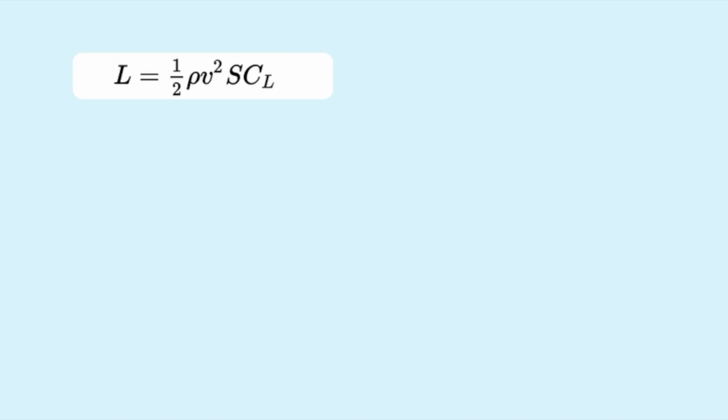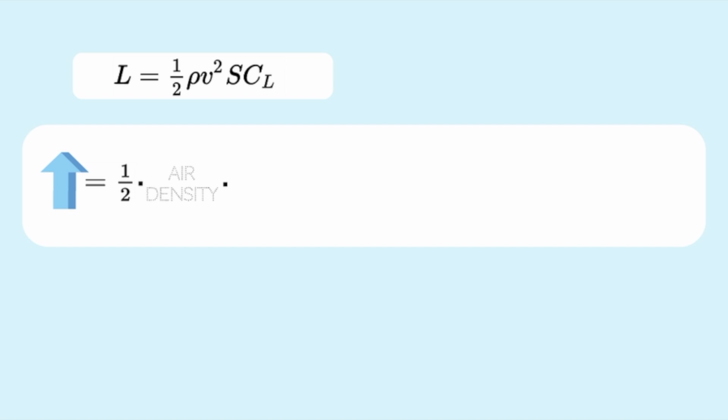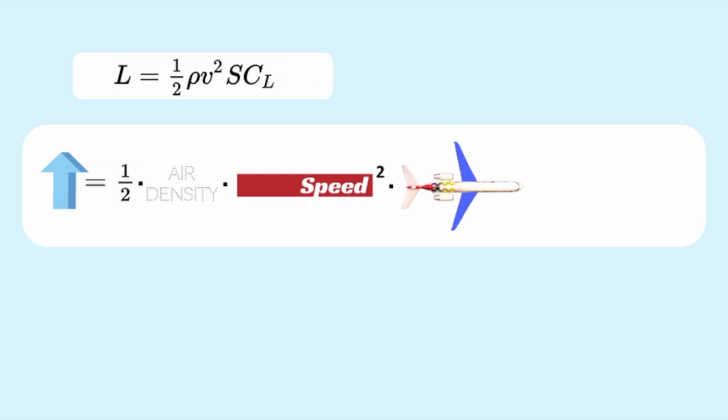The amount of lift generated depends on many variables. The formula for lift is the following. Lift is a half times the air density times the speed of the aircraft squared times the wing area times the coefficient of lift, which is determined by the type of airfoil and the angle of attack.